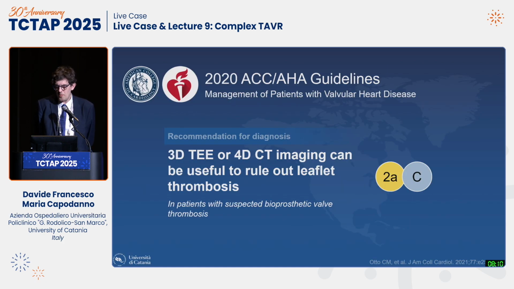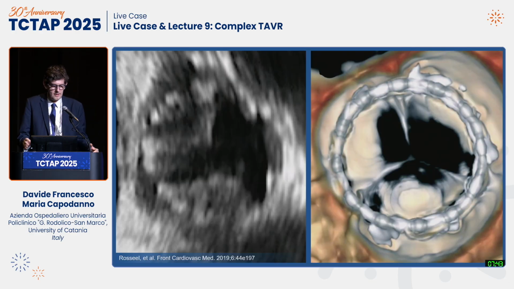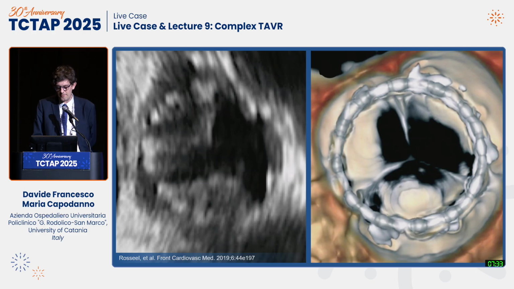In Europe, we do not have recommendations for imaging. In the United States, ACC and AHA issued a class 2A, but level of evidence C, because there is no real evidence in this domain, for 3D TEE or 4D CT imaging, which can be useful in order to rule out leaflet thrombosis. So it's an exclusion diagnosis more than a rule-in, and this is for patients with suspected bioprosthetic valve thrombosis. This is how the pictures look, and we are getting more and more familiar with this kind of TEE and 4D CT analysis that show us the thickening suggestive of thrombus.